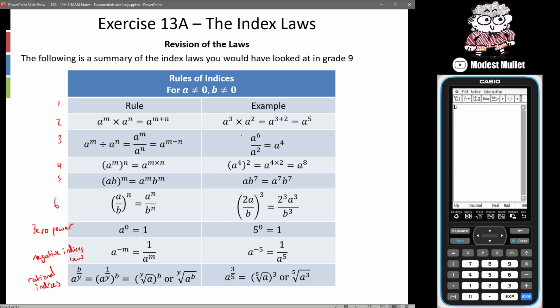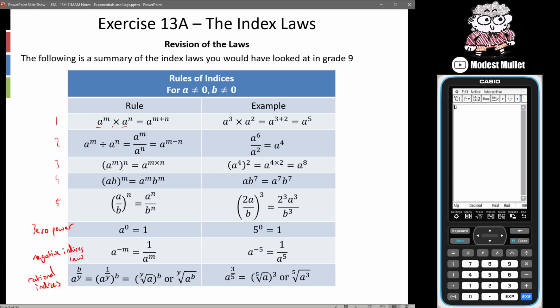Hopefully these are looking a little familiar. If not, the key thing that catches people out is that you need to pay careful attention to the base, so when the base is the same and when the base is different. So these rules, especially, I've put those numbers in completely wrong. That's 1, 2, 3, 4, 5. Sometimes the zero power one's called the 6 law. Either this one or this one, sometimes called the 6.